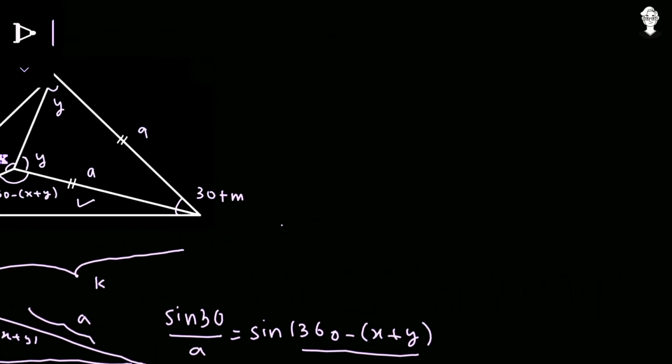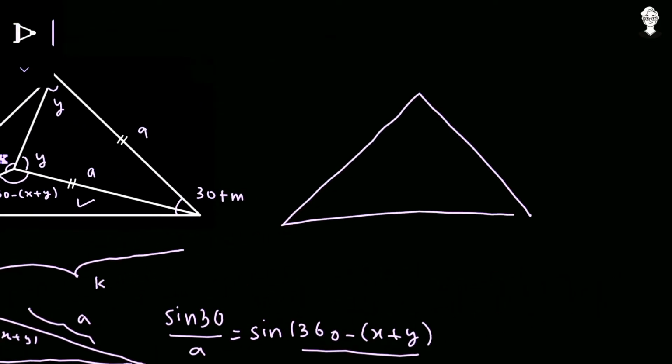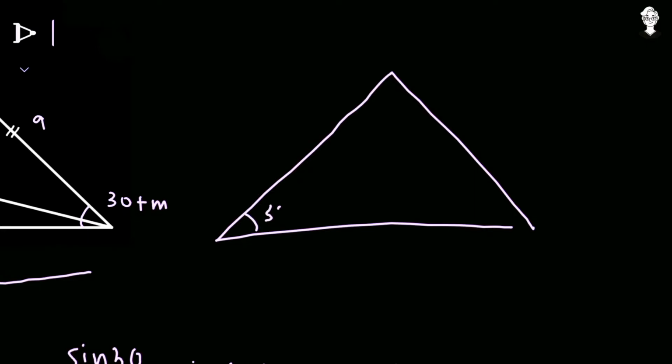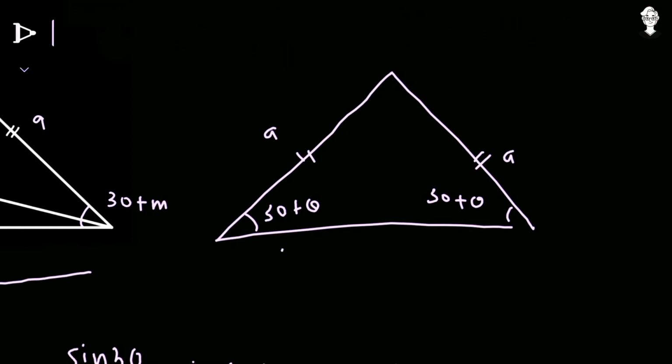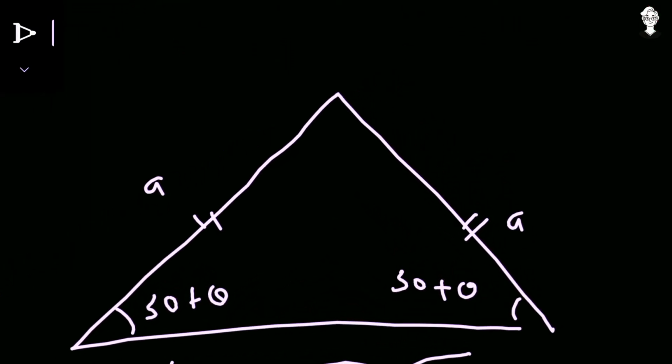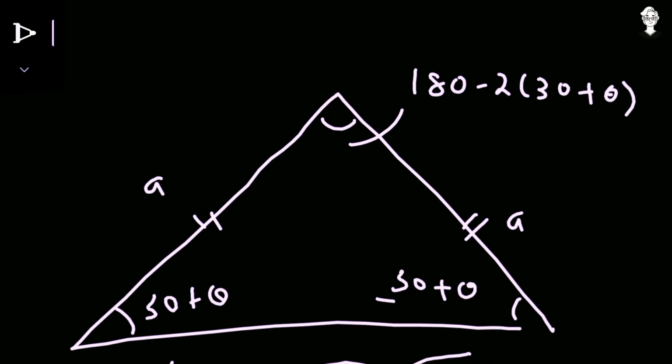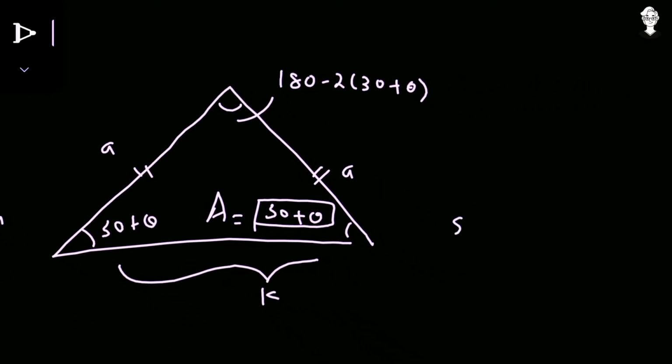So in this biggest triangle, let me redraw that triangle over here. This angle is 30 plus theta, that angle is also 30 plus theta. These two sides are equal, and they are a and a. This base is k. If two of its angles are 30 plus theta, then this angle is going to be 180 minus 2 times (30 plus theta). For an instant, just consider 30 plus theta as some other thing, capital A.